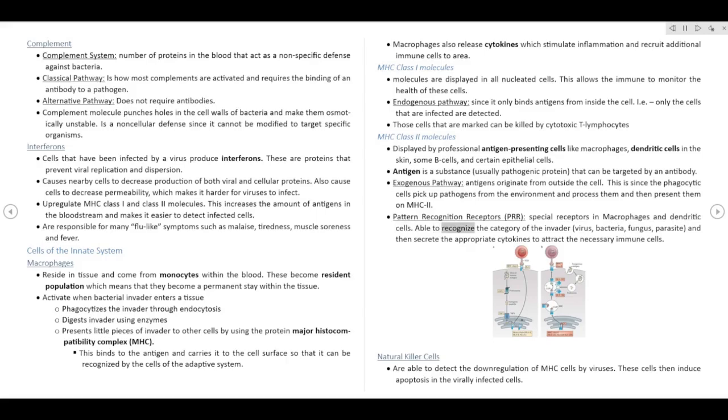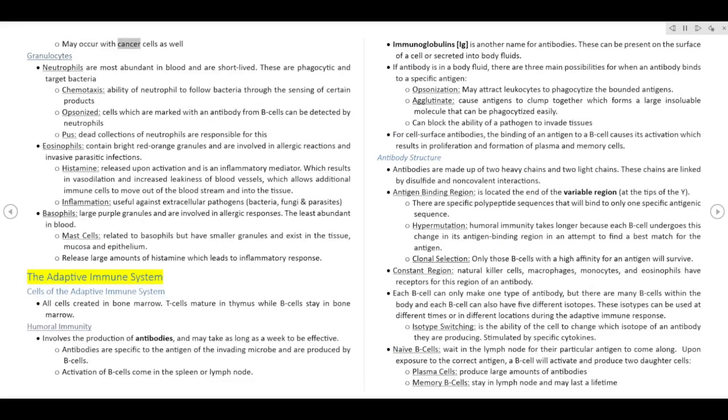Pattern recognition receptors, PRR, are special receptors in macrophages and dendritic cells. They are able to recognize the category of the invader: virus, bacteria, fungus, parasite, and then secrete the appropriate cytokines to attract the necessary immune cells. Natural killer cells are able to detect the downregulation of MHC by viruses. These cells then induce apoptosis in the virally infected cells. This may occur with cancer cells as well.